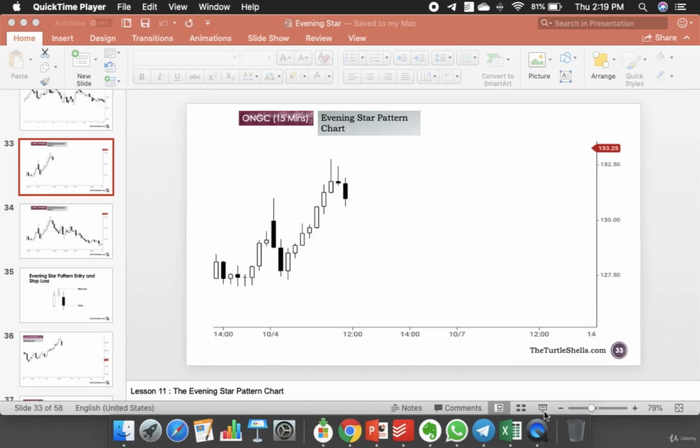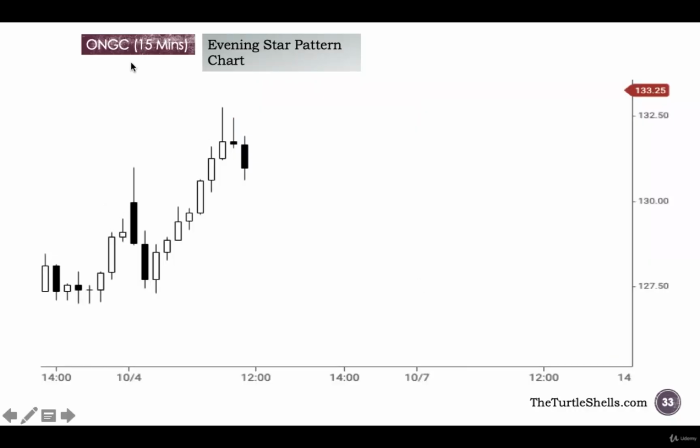Alright, now let us have a look at this chart of ONGC 15 minutes. This is an evening star. So I wanted to show you an intraday chart. So you have a nice support formation here, piercing pattern here. Price went up. Look how many consecutive white candles. 1, 2, 3, 4, 5, 6, 7 white candles consecutively. Then you have the evening star pattern. Not a perfect one, but still an evening star pattern.